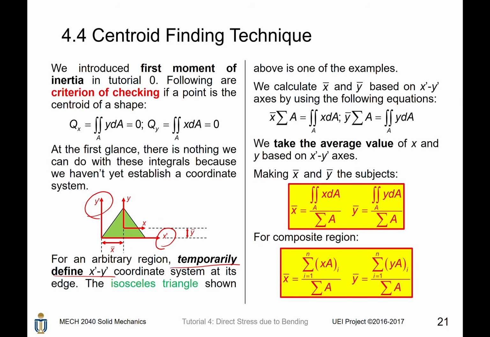Next, we try to compute the average of x or average of y based on this temporarily defined coordinate system by finding the first moment of inertia under this x prime y prime system first, then dividing by its area to get the average value of x. That is, average value of x equals the first moment of inertia divided by the total area. The same for average of y: the first moment of inertia divided by the total area.